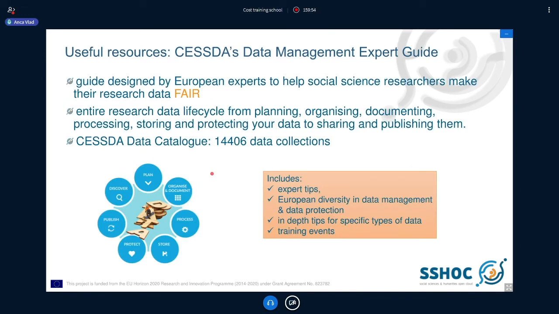Another useful resource is the CESSDA Data Management Expert Guide. In terms of data management that we're going to look at in the second part, this is very important. It has expert tips and in-depth tips for specific types of data, training events as well. And the CESSDA data catalog includes about 15,000 data collections harvested from different archives and repositories throughout Europe. So it's a very, very comprehensive resource in terms of data management.